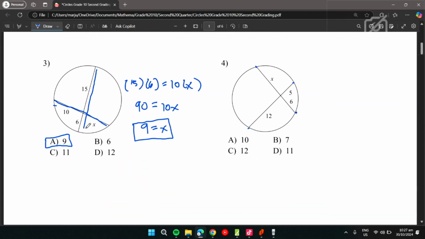Let's do number 4. So, number 4, we are asked to find x. So, the same thing, no? Since proportional yan, we are going to do x times 6. That is just equal to 12 times 5. And then again, this is just 6x is equal to 60. And then divide both sides by 6. X is equal to 10. Alright? So, anong letter yan? That is actually letter A.